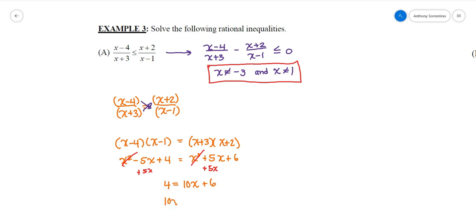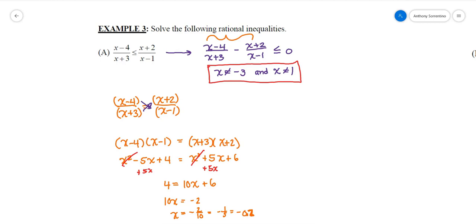I get that 10x equals negative 2, which means x is going to be equal to negative 2/10, which equals negative 1/5, which equals negative 0.2. Since all these are exact, I can write them in decimal or fraction form. It doesn't matter. But that gives me the one and only solution. So this is the only thing that's going to make these two original rational expressions equal to each other. It's also the one that's going to make this left-hand side equal 0.